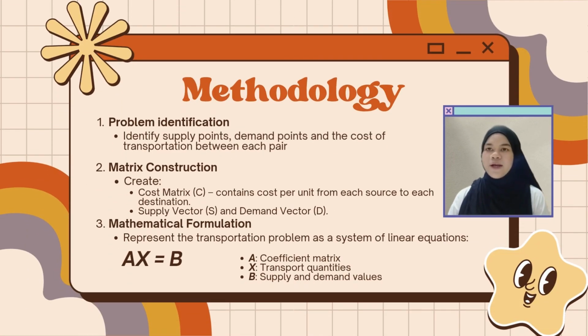Methodology. 1. Problem identification. Identify supply points, demand points, and the cost of transportation between each pair. 2. Matrix construction. Create cost matrix C, which contains the cost per unit from each source to each destination, supply vector S and demand vector D. 3. Mathematical formulation. Represent the transportation problem as a system of linear equations, AX equals B. A for the coefficient matrix, X for transport quantities, B for supply and demand values.